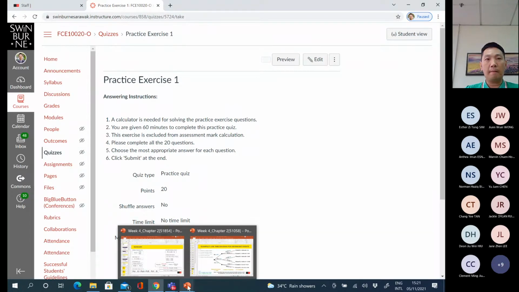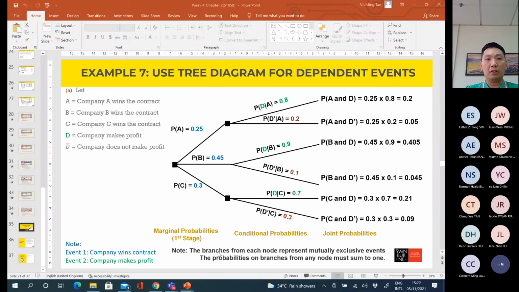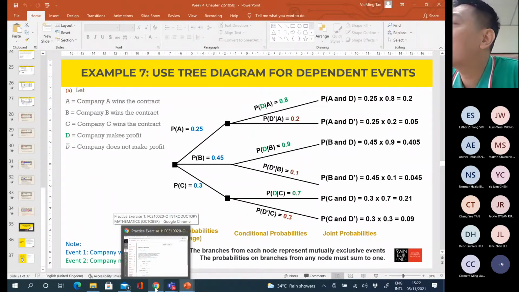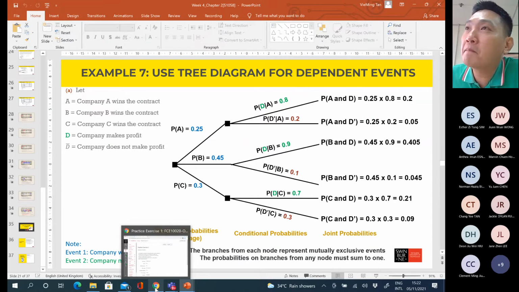What is the formula if you are asked to get the range value? Anybody? Formula. Range. Third quartile minus first quartile. Pardon? Range. Any idea? Just now the formula that you mentioned is using the third quartile minus first quartile, right? That one is called the interquartile range.